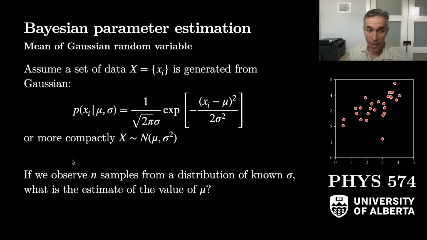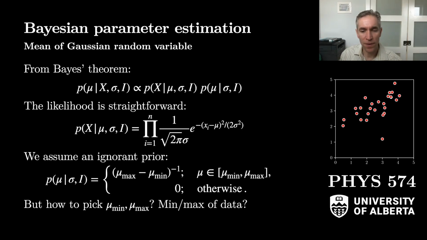So if we have n samples that are observed from a distribution with a known sigma, what is the estimate of the value of mu? Again, we know how to do this. We take the mean of the data, and that gives us our result. But do we really believe that?